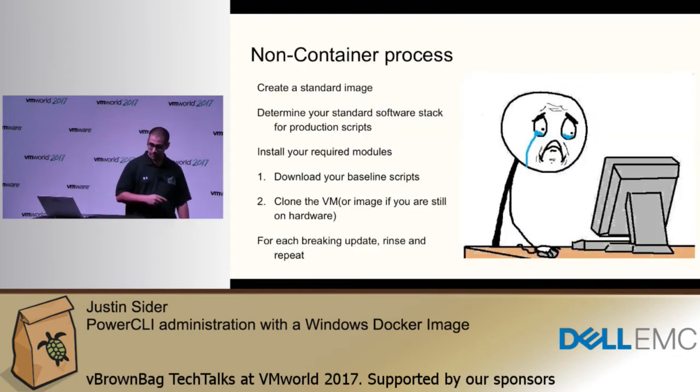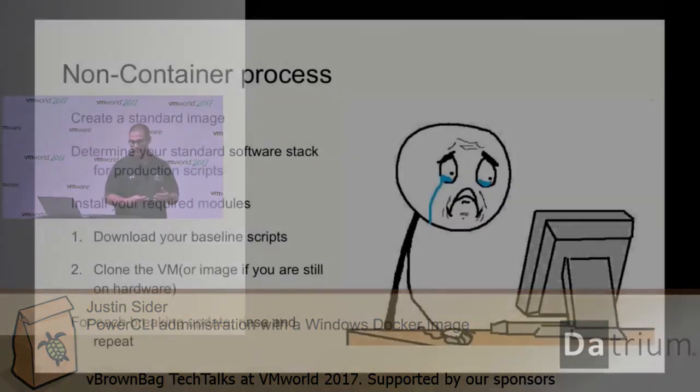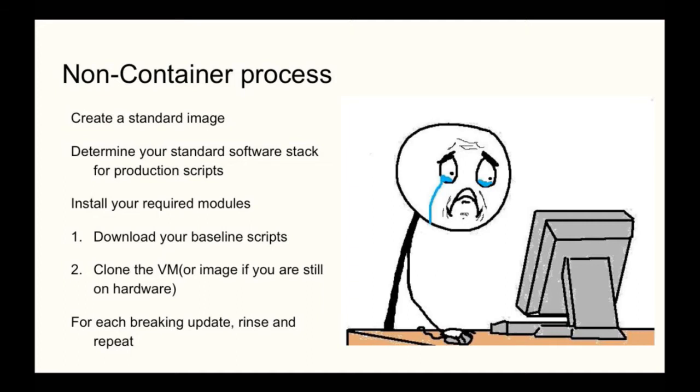So, going back and looking at the VM process and the desktop process, we create a standard image. We determine our software stack, whatever those items might be. Then we download our baseline scripts, install all our modules, and then we clone that VM, or we use Windows imaging tools and push that out to your hardware. And every time we break something, we have to go through that deployment process again for whoever your team members are. It's quite cumbersome, so I had to get away from that. It was taking way too much of my time just to make sure that the person next to me could run the same exact script that I run.